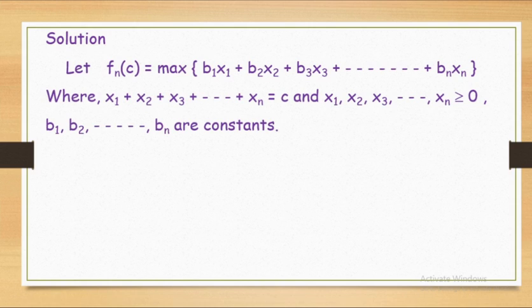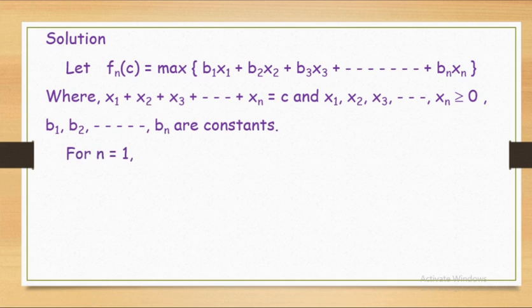Let fn(c) is equal to the maximum of b1x1 plus b2x2 plus b3x3 plus up to bnxn, where x1 plus x2 plus x3 plus up to xn is equal to c, and x1, x2, x3 up to xn are all greater than or equal to 0, and b1, b2, b3 up to bn are constants.